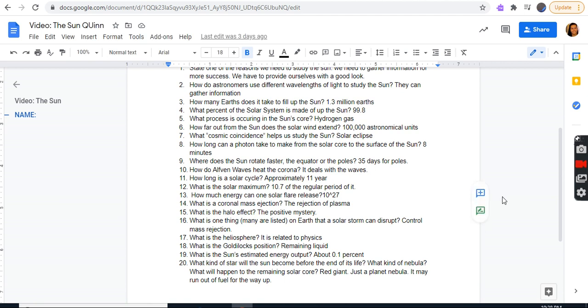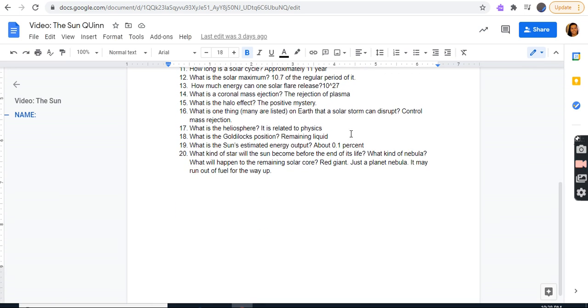Where does the sun rotate faster, the equator or the poles? 45 days for the poles. It deals with the waves, 11 years, of the regular period of it, which is 10.7, 10^27 squared. The ejection of plasma, the positive mystery. What is one thing many are listed on the Earth that our solar system can disrupt? Coronal mass ejection. Remaining a liquid, about 8.1%.